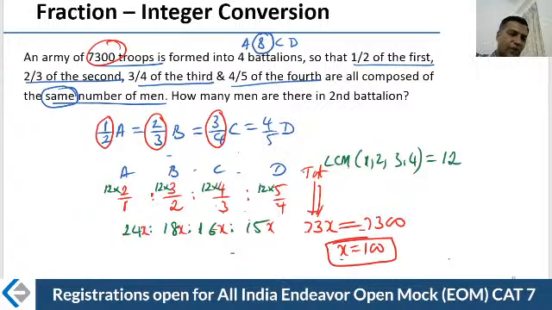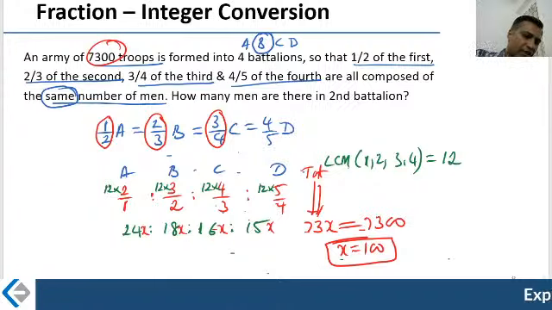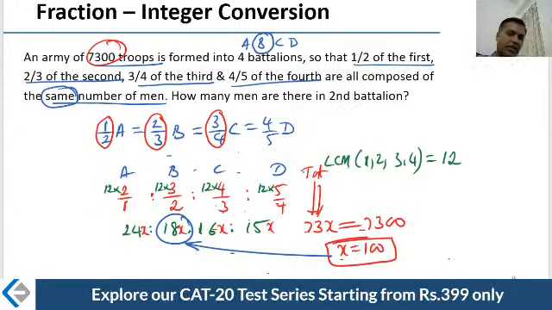Great. If x is 100, the second battalion has how many people? 18x people. The battalion 2 has 18x people. Therefore 18 times 100, which is nothing but 1800. The second battalion has 1800.